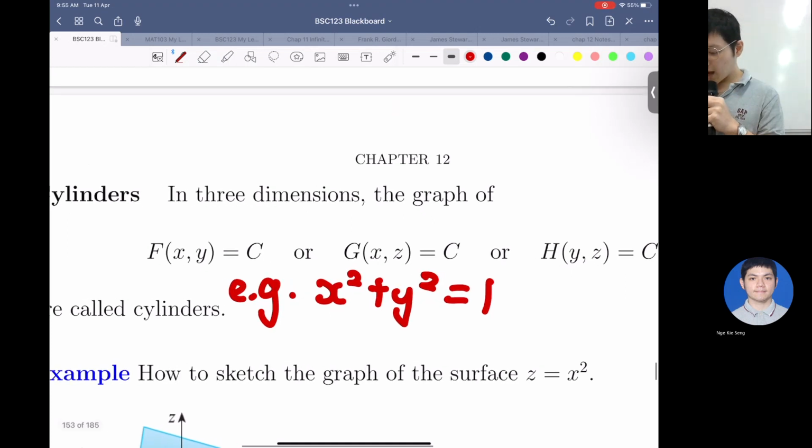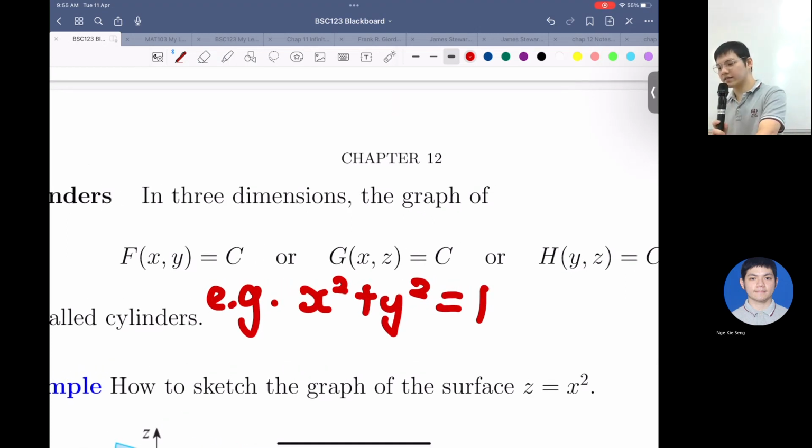So the next is how to sketch the graph of the surface z equals x squared. Suppose I haven't shown you yet. Can you imagine what this looks like? Can anyone imagine what this looks like? Anyone? What's the shape? Paper roll? Paper roll.